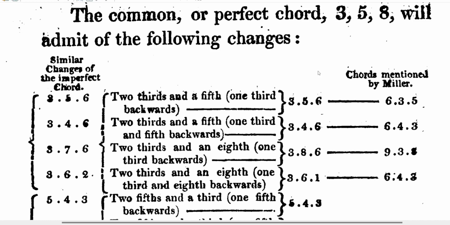So as Hawkins says, the common or perfect chord 3-5-8 will admit of the following changes: 2/3 and a fifth, one of those thirds backwards. So the first third is 3, the second third is backwards, and 5. So the backwards third is of course counting upwards, 1, 2, 3, 4, 5, 6, giving us 3, 5, 6.